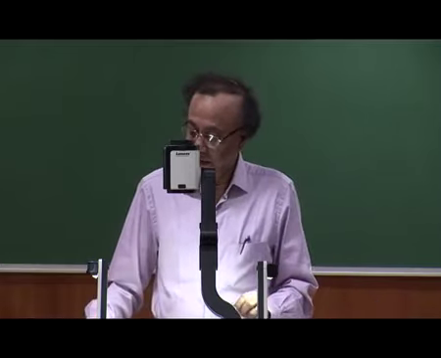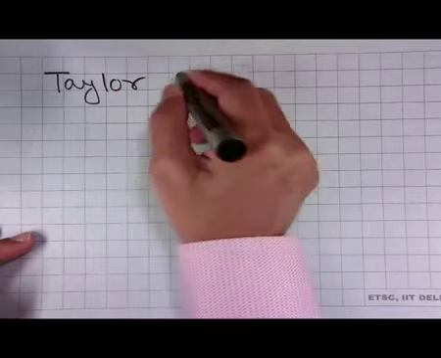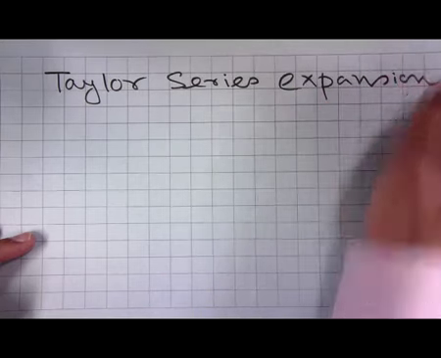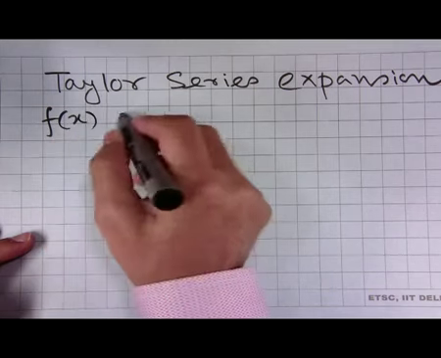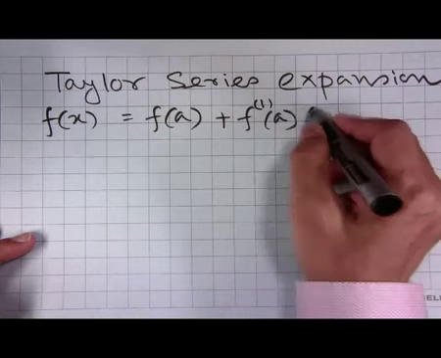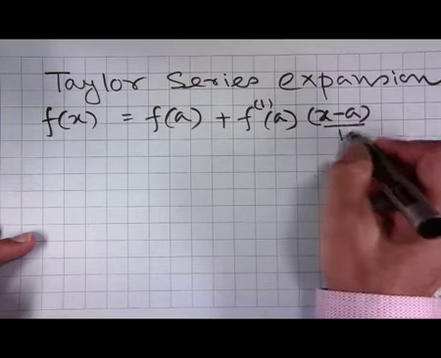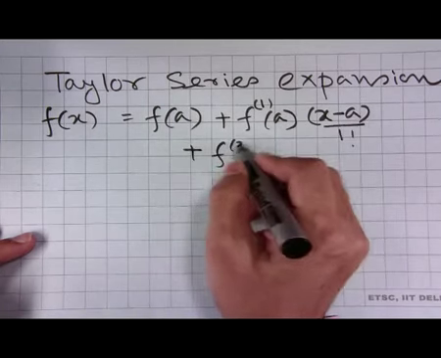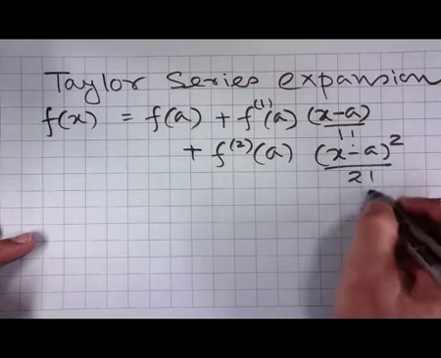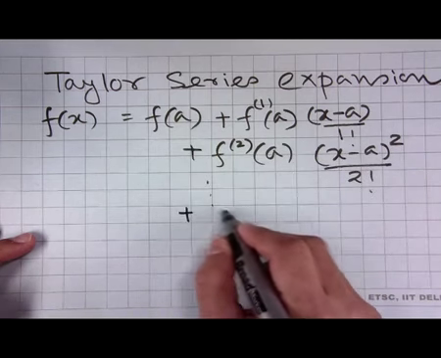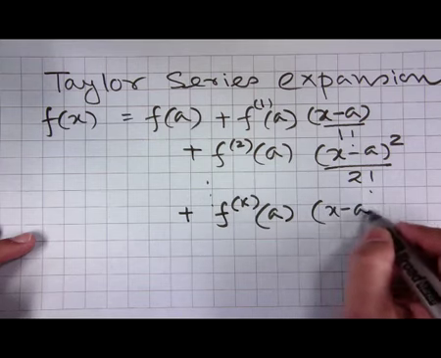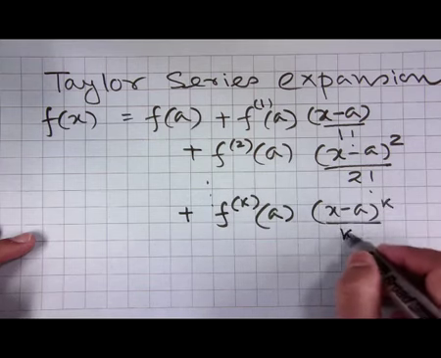In the previous class, we have seen the Taylor series expansion for a function f x as f a plus f prime a into x minus a upon factorial 1 plus f double prime a into x minus a whole square upon factorial 2, like that, the kth term being x minus a whole to the power k upon factorial k.